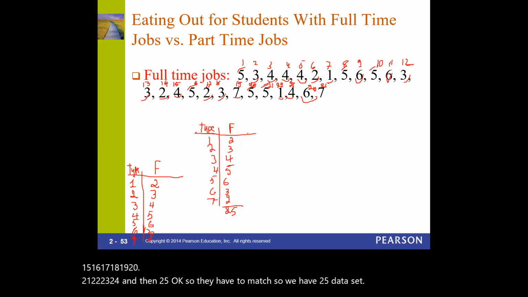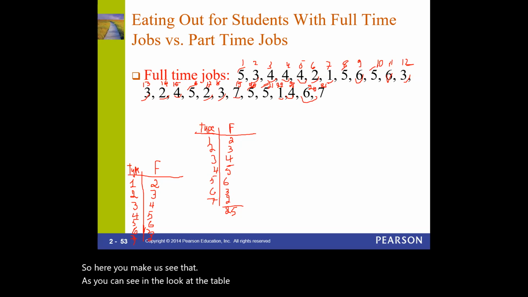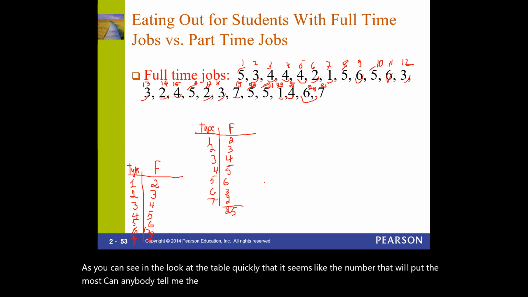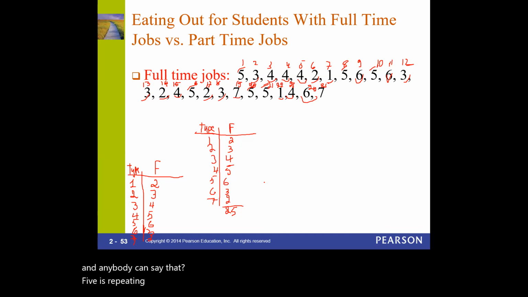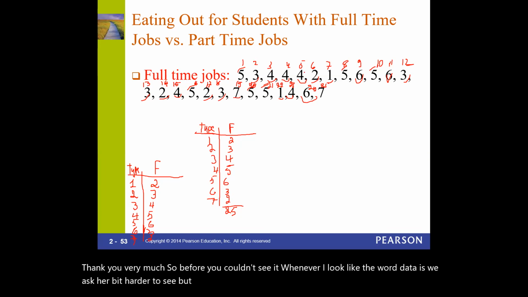So here, look at the table quickly. It seems like the number that we put the most. Can anybody tell me the number that we put the most in this data set? Anybody can say that? 5. 5 is repeating the most, right? Thank you very much. Before, when you look at the whole data, it's harder to see. But now we can see that 5 is repeated the most.